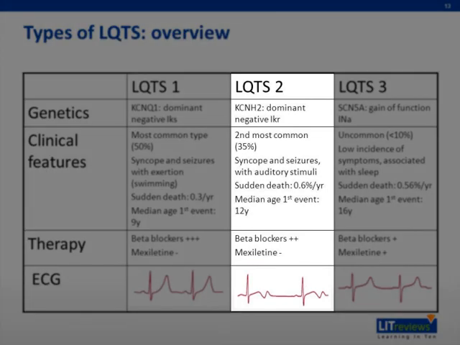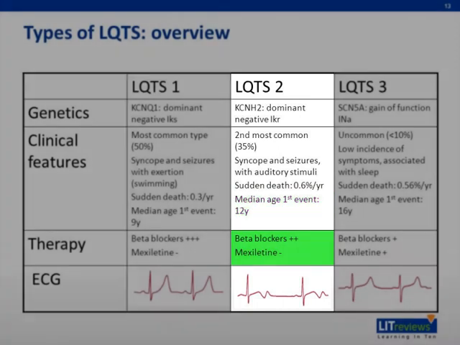Long QT syndrome type 2 is caused by a gene abnormality of KCNH2 that causes a loss of function of the IKR channel. Type 2 is the second most common and is associated with syncope with auditory stimuli or emotions. The sudden death rate is 0.6 per year, and the median age to first arrest is 12 years old. Beta blockers are effective in this patient population.